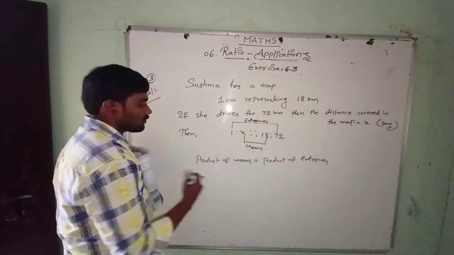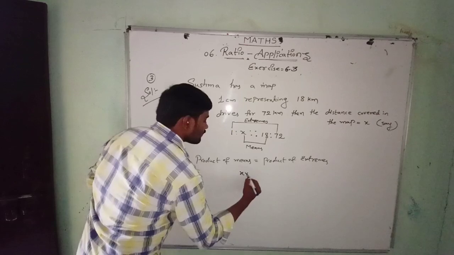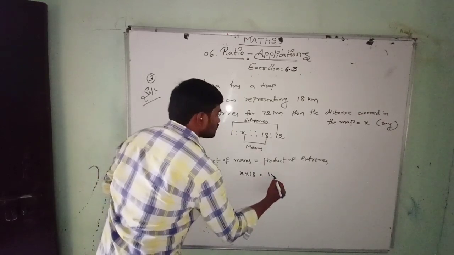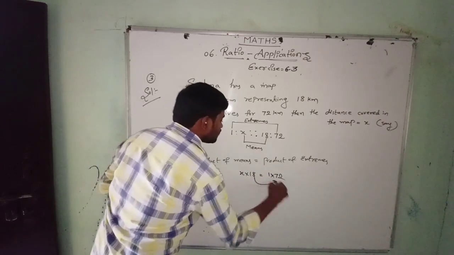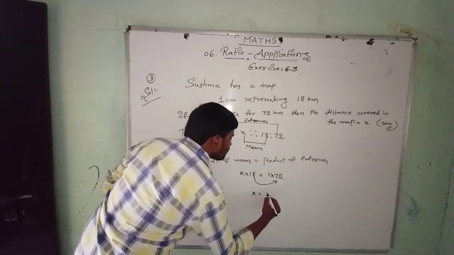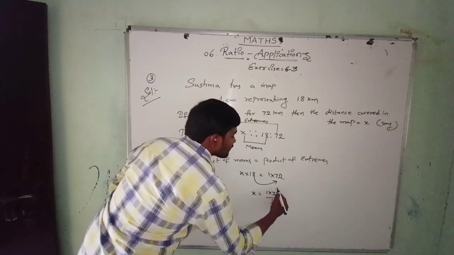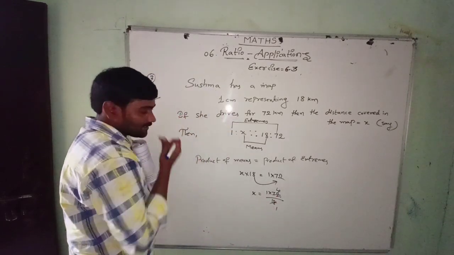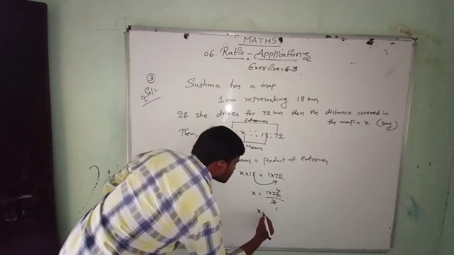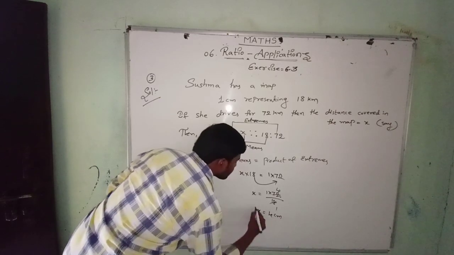So product of means x into 18 equals product of extremes 1 into 72. You transfer this 18 to this side, x equals 1 into 72 by 18. 18 fours are 72. So x equals 4 centimeters.